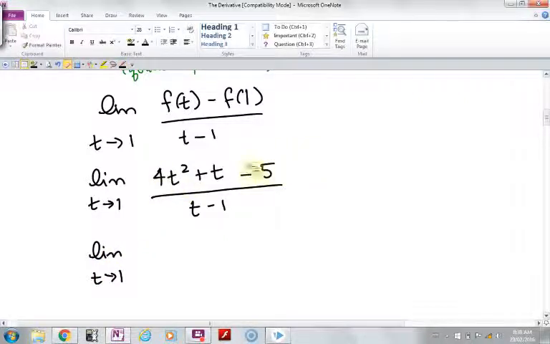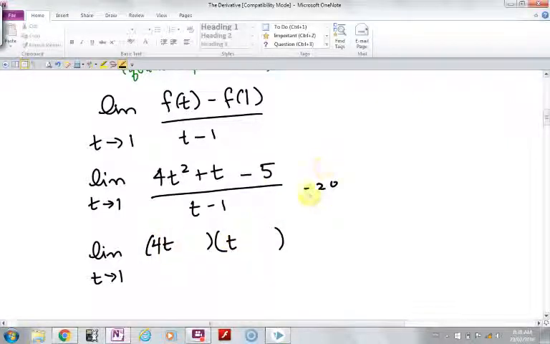Now, this factors, hopefully, and we need it to factor in order to cancel out this t minus 1, because otherwise we're going to have 0 in the denominator. So we want to try to factor that. We're looking for two numbers that add to 1 and multiply to negative 20. So that's 5 and negative 4. So I want to have minus 1 there, and I want to have a plus 5 there.